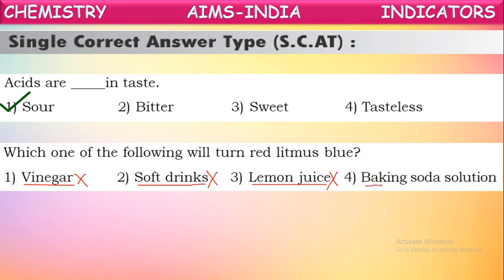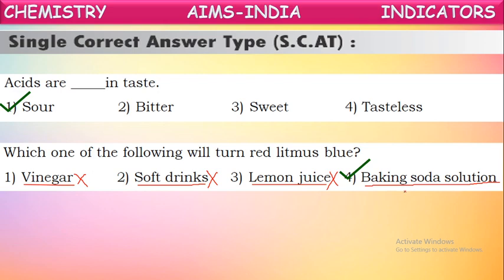See the last one, baking soda solution. Baking soda contains sodium hydrogen carbonate, nothing but sodium bicarbonate, which is one of the basic substances. This solution can turn red litmus blue. So bases can turn red litmus blue. So here the correct answer is baking soda solution because it contains sodium bicarbonate. It only can turn red litmus blue.